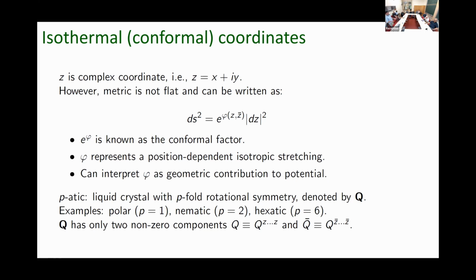Here, since you're in 2 dimensions, we define a complex coordinate called z, which we think about as x plus i y. For a 2D curved surface, thanks to Gauss from 200 years ago, we can write the metric, the length element squared, ds squared, as e to the phi dz dz bar, where phi is some real function of z and z bar. The e to the phi is known as the conformal factor. The reason is that e to the phi represents isotropic stretching at every single point.